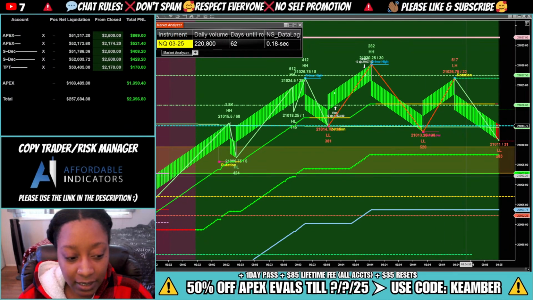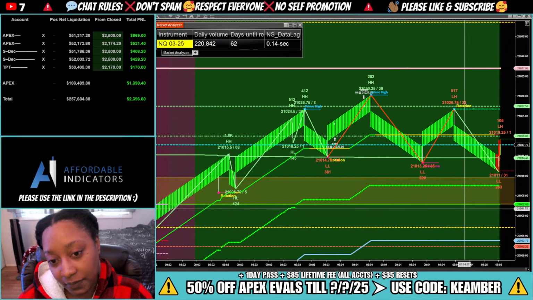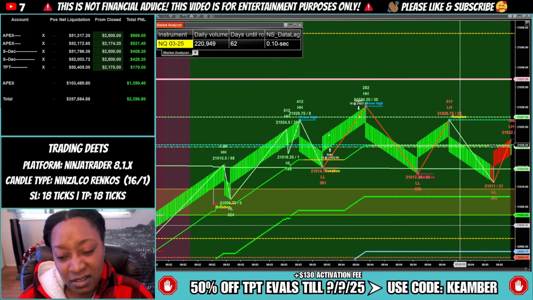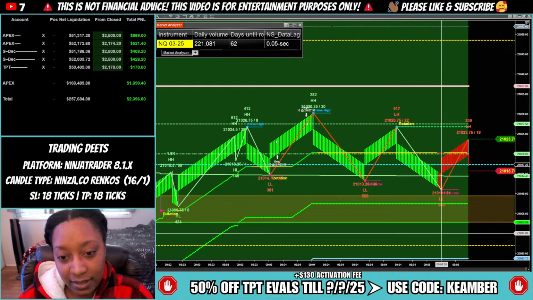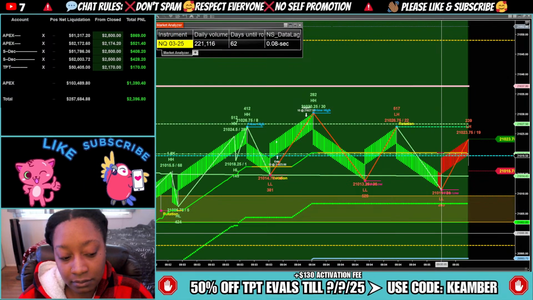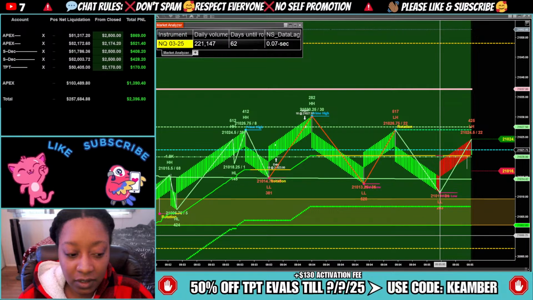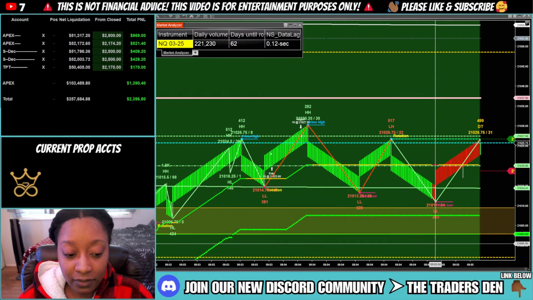So every account is going to be multiplied today. The least number of contracts is Take Profit Trader. That one has 2 contracts, but everything else has 5+.